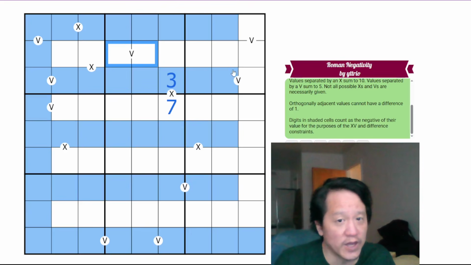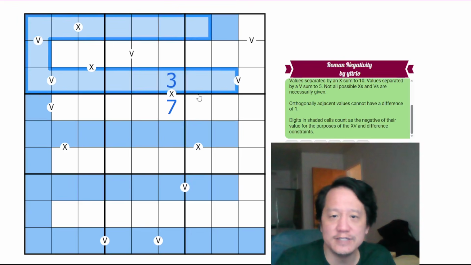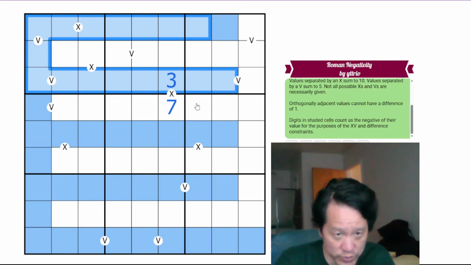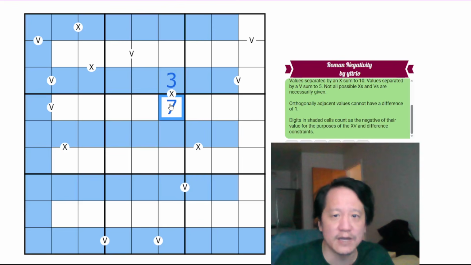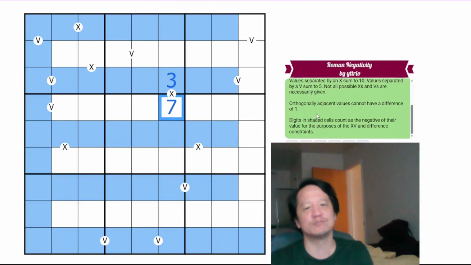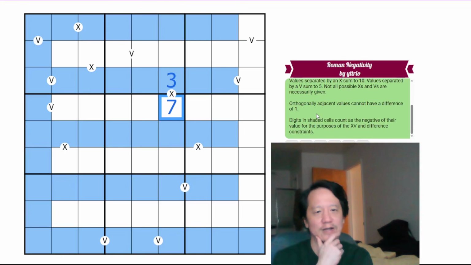And the key thing here, which I totally didn't understand, is digits in shaded cells count as the negative of their value for the purposes of the xv and the difference constraint. So this actually could not add up to 10, because this would be negative 3 plus 7, which adds up to only 4. So obviously that's not going to work. So for all shaded cells, basically, the value of that cell is the negative of the digit.